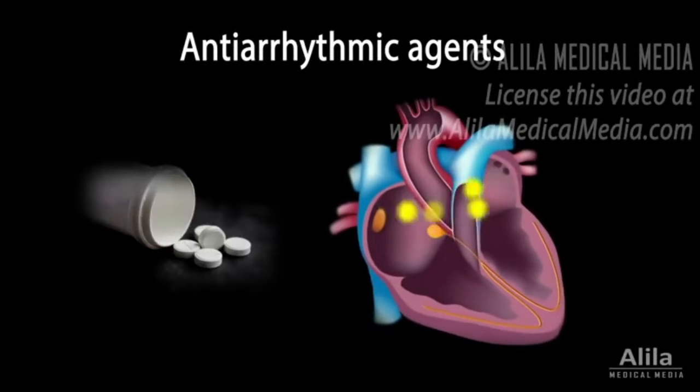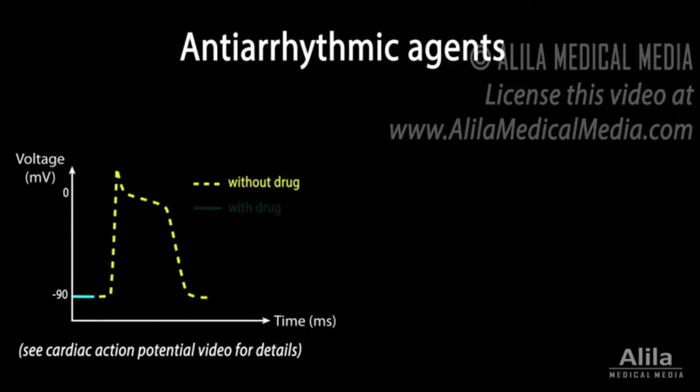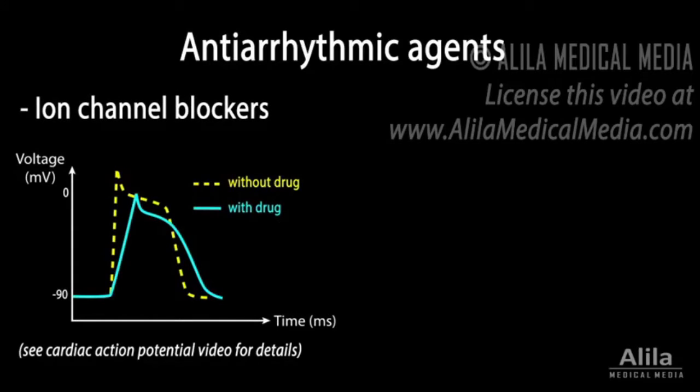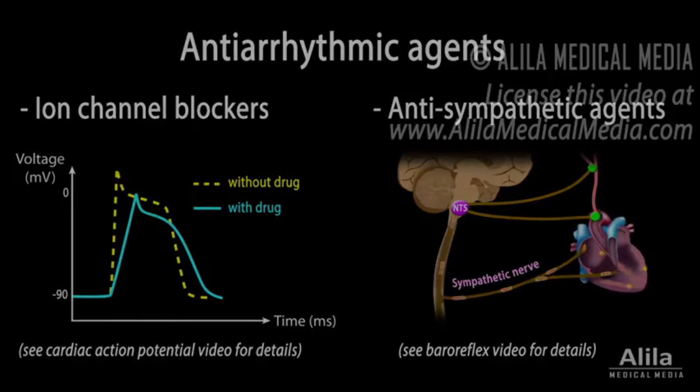Antiarrhythmic agents are drugs used to suppress abnormal rhythms of the heart. They act to either interfere with the dynamics of cardiac action potentials by blocking a certain ion channel, or block the sympathetic effects of the autonomic nervous system on the heart to slow down heart rate. There are 5 classes of antiarrhythmic drugs.